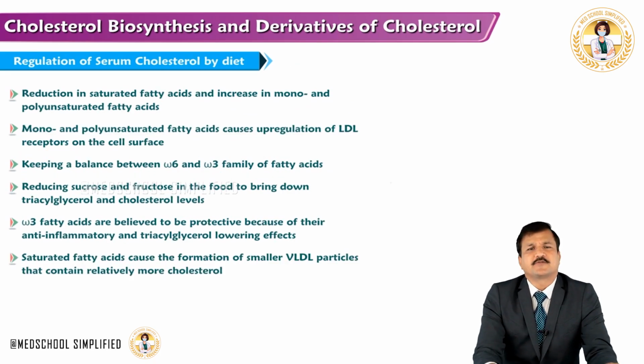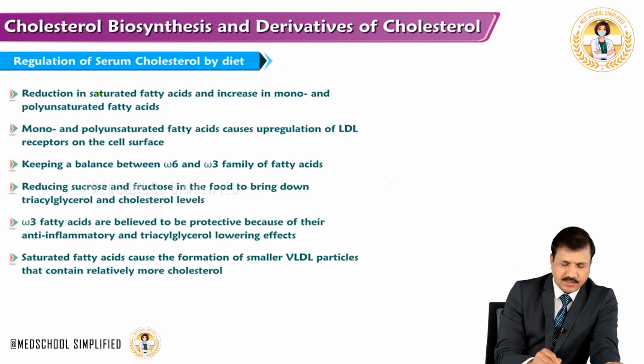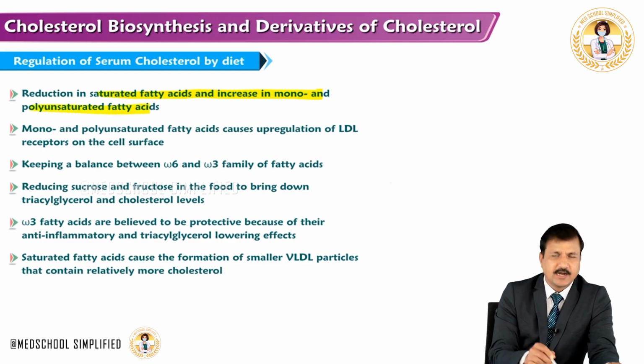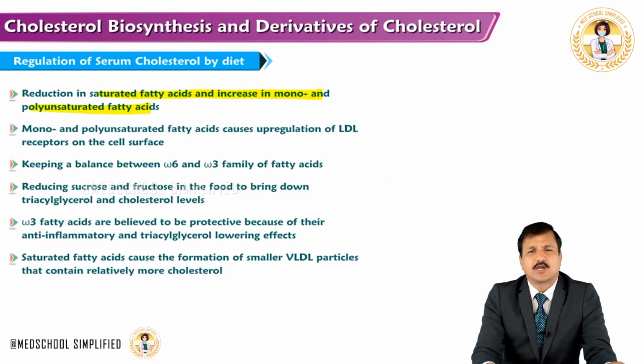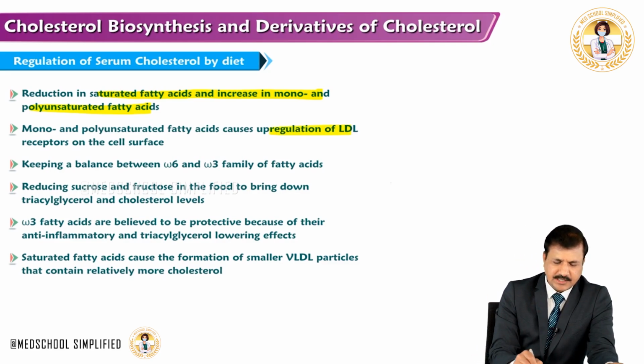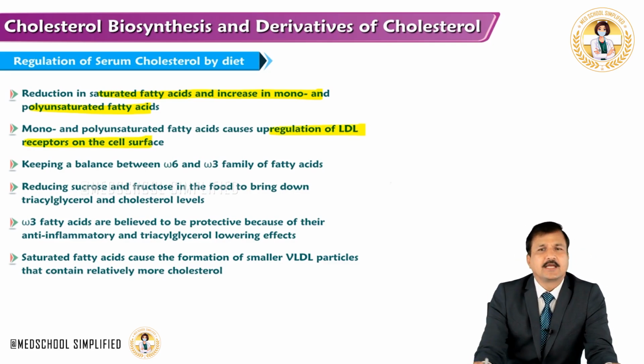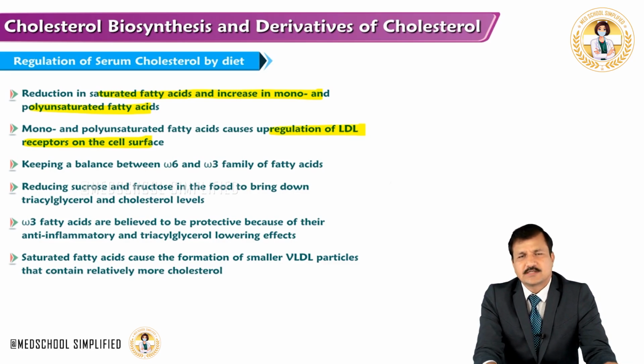Coming to regulation of serum cholesterol by diet. A simple reduction of saturated fatty acids and increase in monounsaturated and polyunsaturated fatty acids will improve cholesterol levels in the blood, because mono and polyunsaturated fatty acids have been seen to upregulate LDL receptors over the surface, thereby allowing LDL to be taken up from the circulation.